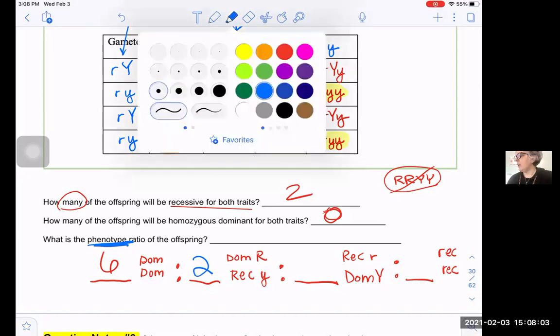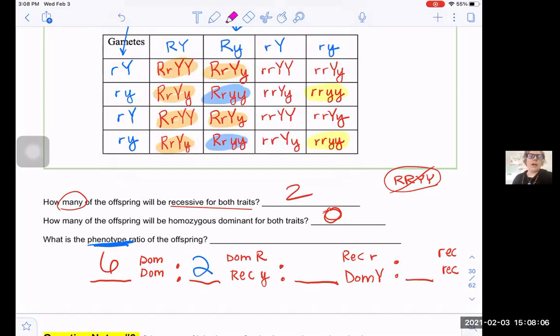Our third number is how many are recessive for R and dominant for Y. So we're counting up how many are recessive for R but dominant for Y. So how many do you see? I count six. So they highlighted them in green. So this whole row, and then there's two in the last column that are homozygous recessive for round for shape, and they are dominant with the Y.